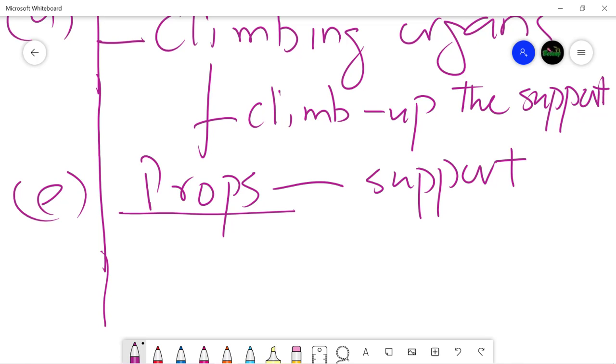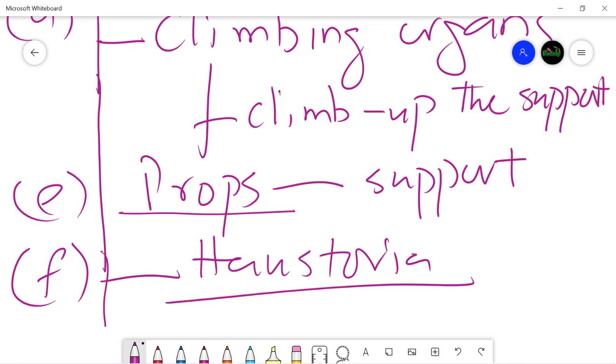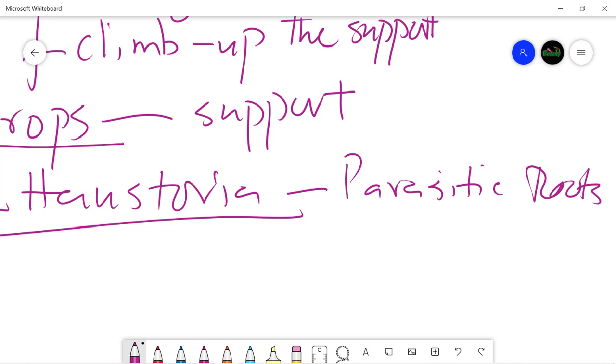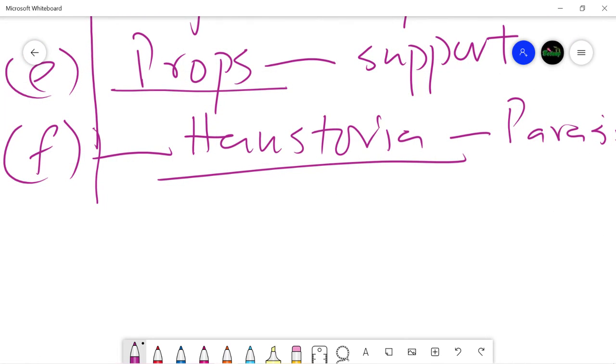Then in case of, this is the fifth function, the roots also act as a haustorial organ. So they form haustoria or absorbing roots, parasitic roots. So roots can also act as haustoria, and in these circumstances they absorb nourishment from their hosts. So the plant is a parasite, it sends out haustoria or parasitic roots, and these roots absorb nourishment, water and food from the host plant.